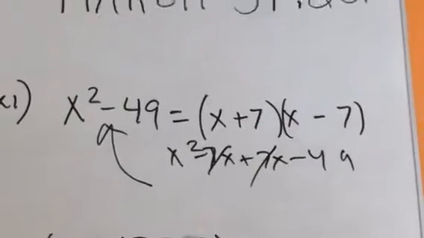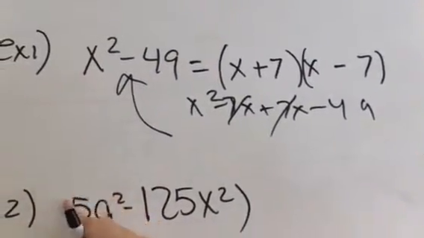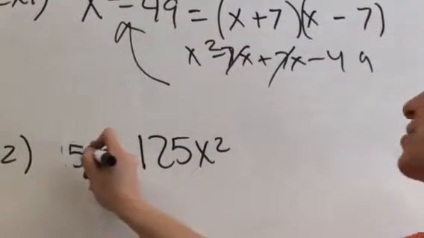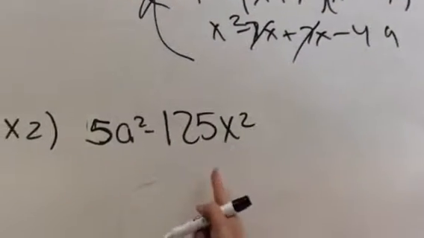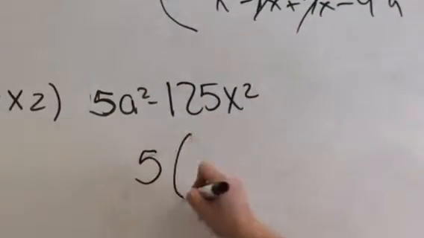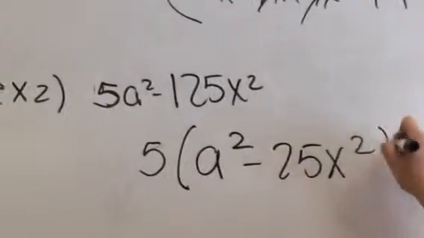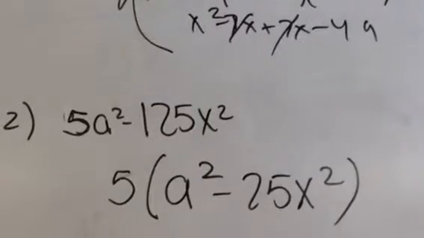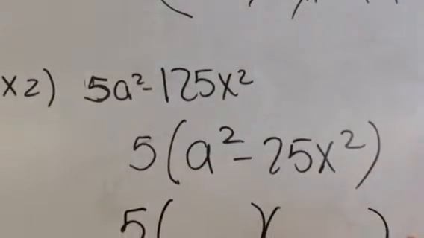All right, example 2. Before I factor example 2, I'm going to take out something that's common between the two terms. It's 5a squared minus 125x squared. What can I factor out of this? 5. So if I factor out 5, I'm left with a squared minus 25x squared. Now I'm going to take the difference of two perfect squares. So I'm going to factor out my 5. I'm going to write two sets of parentheses.